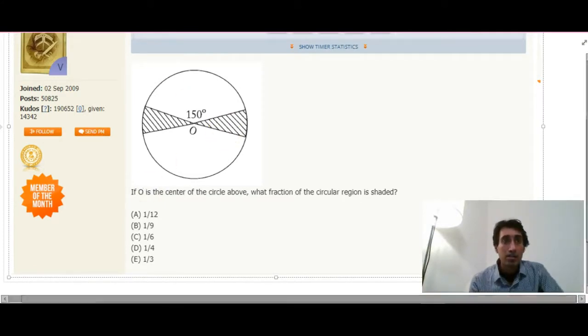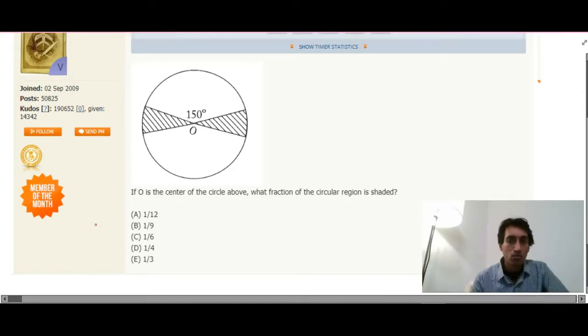Here again, I have another question for you, and let us see what the question is. The question is, if O is the center of the circle above, what fraction of the circular region is shaded? The data given here is 150 degrees. This point is the center O, and what is this angle then?